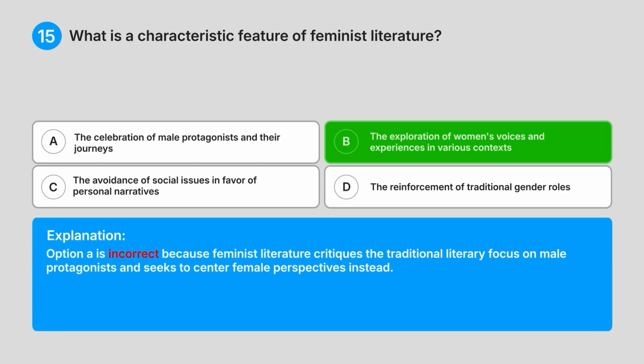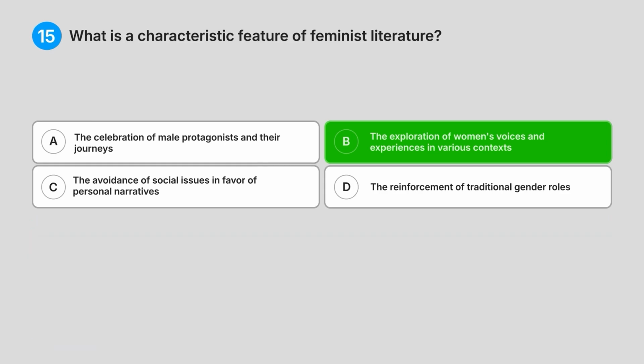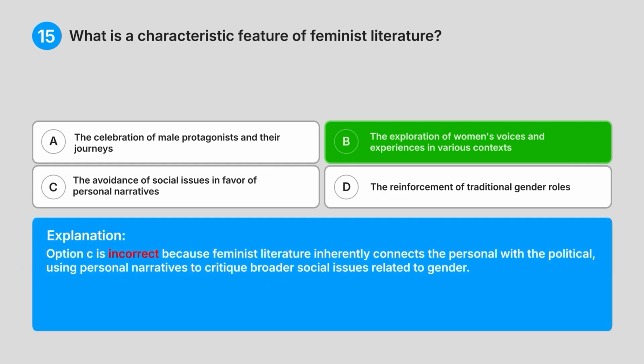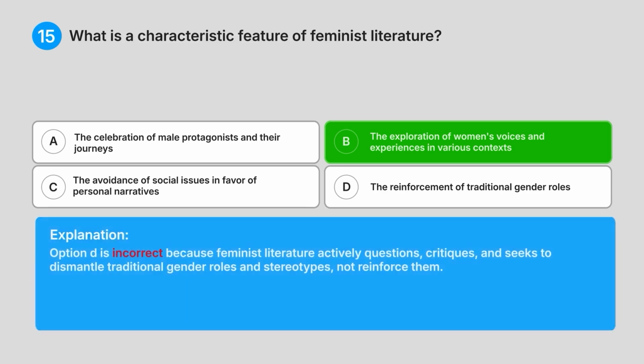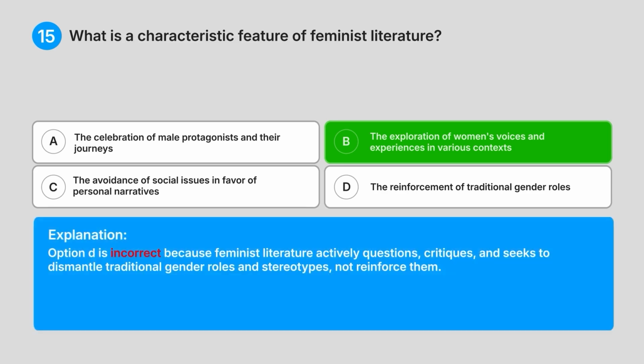Option A is incorrect because feminist literature critiques the traditional literary focus on male protagonists and seeks to centre female perspectives instead. Option C is incorrect because feminist literature inherently connects the personal with the political, using personal narratives to critique broader social issues related to gender. Option D is incorrect because feminist literature actively questions, critiques, and seeks to dismantle traditional gender roles and stereotypes, not to reinforce them.